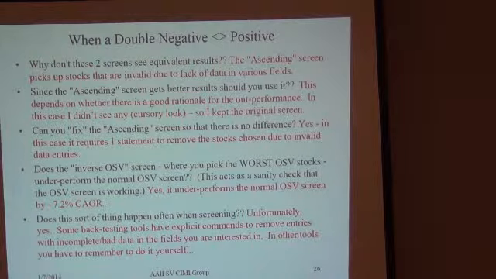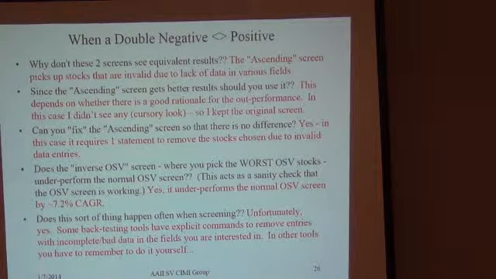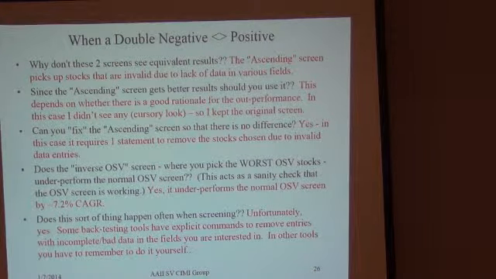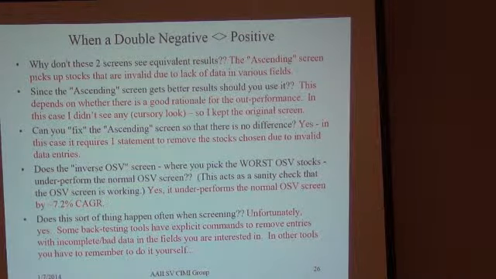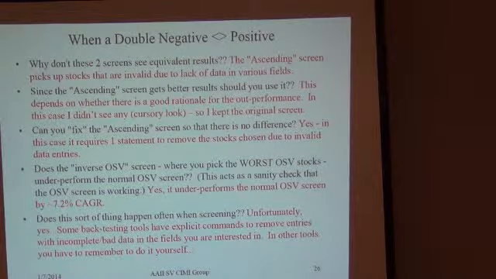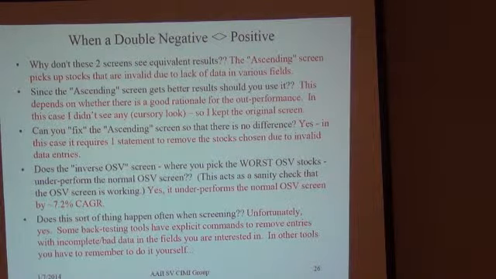Since the ascending screen gets better results, should you use it? When I've seen this sort of problem before, it depends on what's going on. If it's a random variable, my answer is no. If from time to time this brings in another factor, like dividend yield or some other fundamental factor that you hadn't considered, then there might be some rationale. Can you fix the ascending screen? Yes, you just have to make sure you're dealing with valid data.